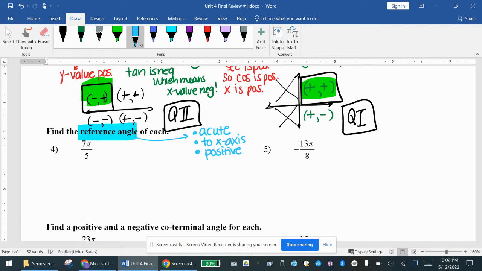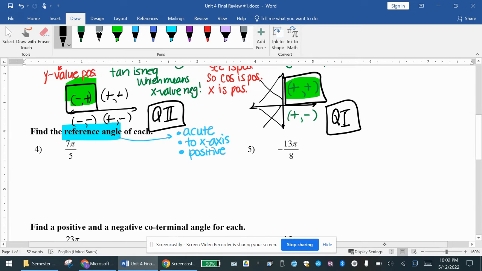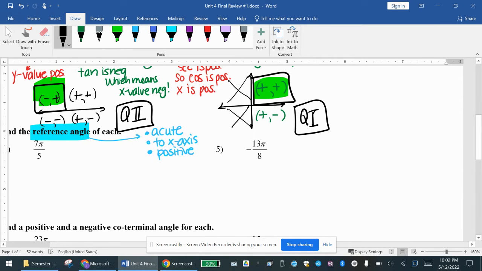Okay, so I'm going to do number 5 because it's a negative angle. Those actually go clockwise. So I'm going to show you how to do those. All right, so here's how we started. We looked at the denominator. So the angle given to you is negative 13 pi over 8.